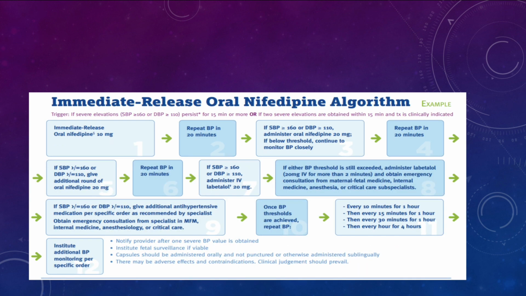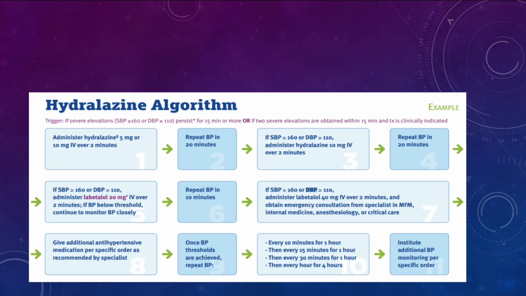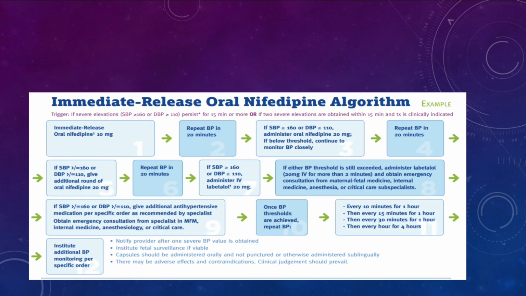The same thing applies to the immediate oral nifedipine algorithm. You can start with oral 10 mg, repeat BP in 10 minutes. Here the repeat BP is at 20 minutes. Sometimes initially it is 10 minutes; with labetalol it is 10 minutes. Then again 20 mg, check BP at 20 minutes, then 20 mg labetalol. Then again the same thing.